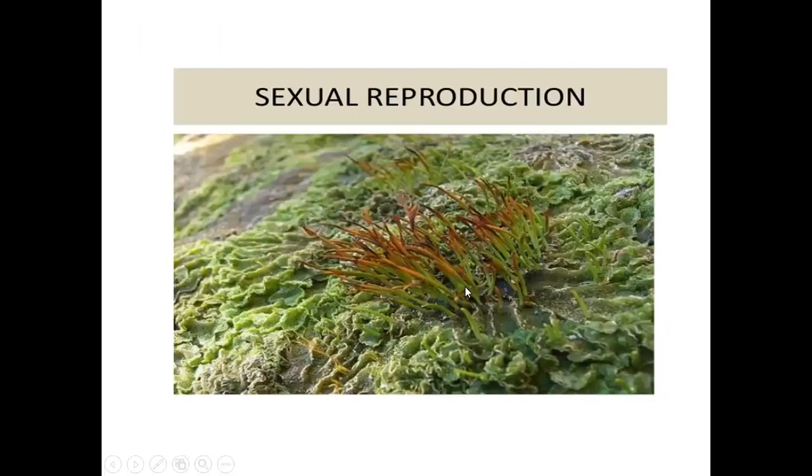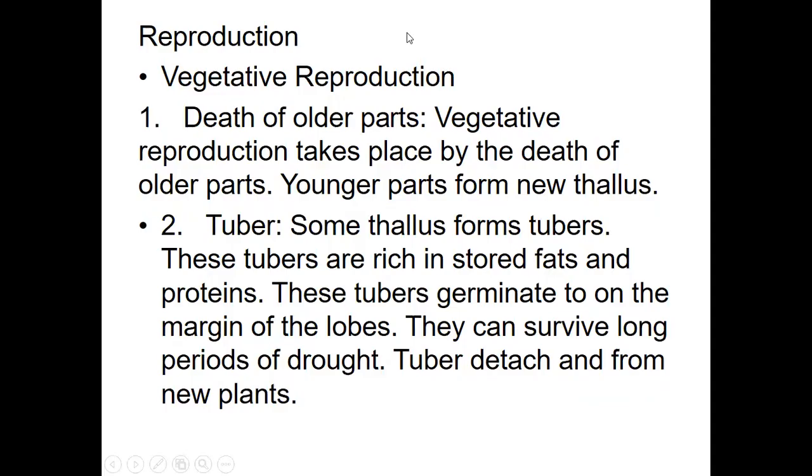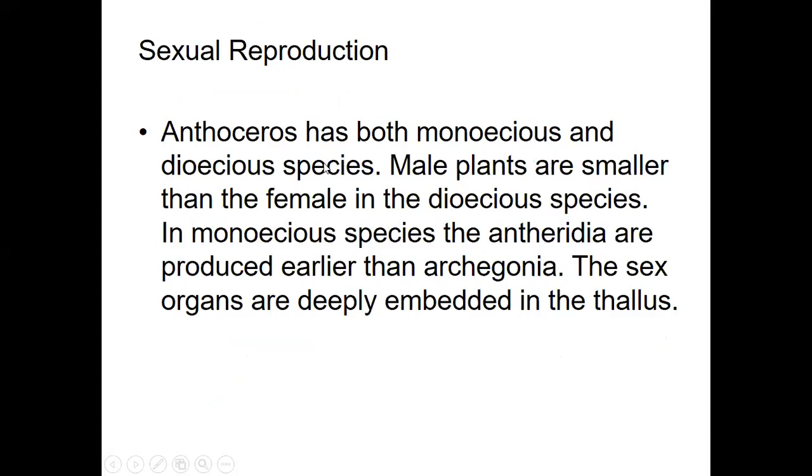Right, so you can see here, these are long cylindrical sporophytes emerging from the Anthoceros gametophyte. Now, this is regarding the vegetative reproduction I just told you. When you go for sexual reproduction, Anthoceros is both monoecious as well as dioecious. Monoecious means both male and female reproductive organs develop in the same plant body. Whereas dioecious means male and female are separate. In Marchantia, it is dioecious.